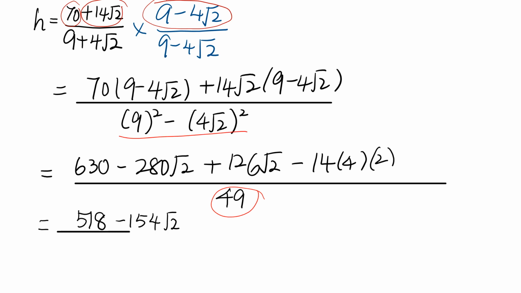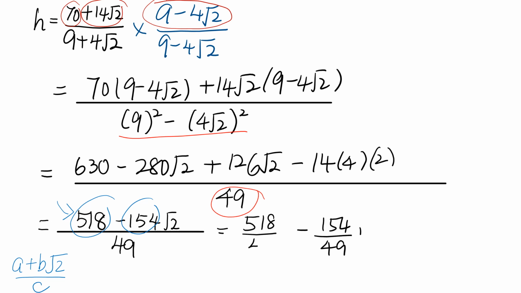Right, yes. And sometimes when they come to these steps, you really don't know what kind of common factor to take out, right? The question asks you to express it as a plus b square root 2 over c, but you don't know what common factor to take out. 518 and 154, what common factor to take out? So never mind, don't worry, you just split it into two fractions first, and then just use a calculator.